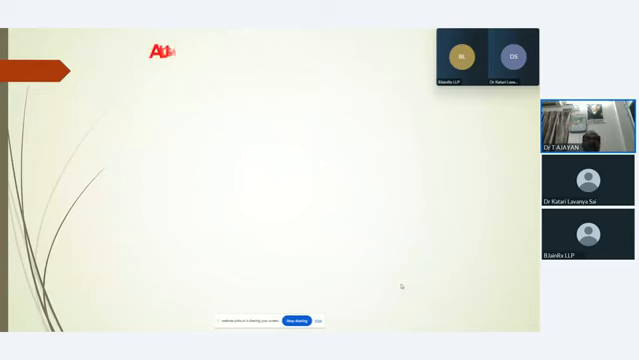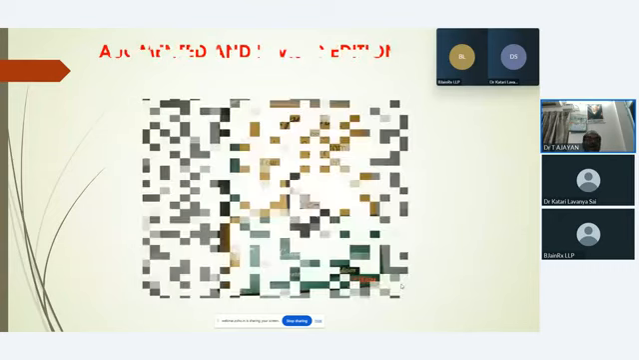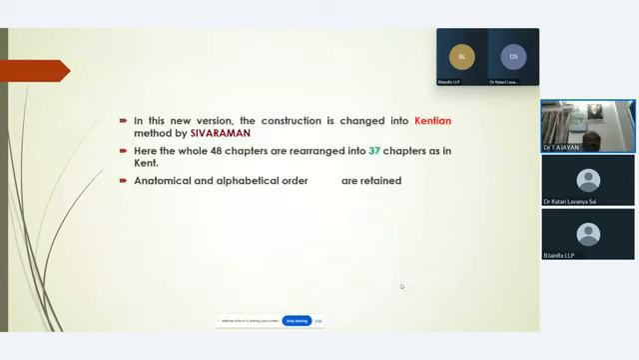This is the augmented reversed edition of Shivaramakrishnan. In this new edition, the construction is changed to the Kentian method by Shivaramakrishnan. Here the 48 chapters are rearranged to 37, as everybody knows Kent has 37 chapters. Anatomical and alphabetical order are retained.